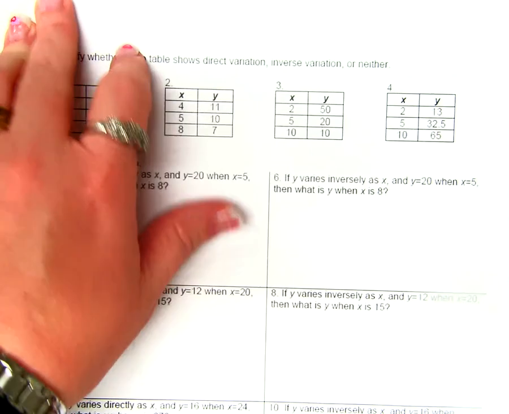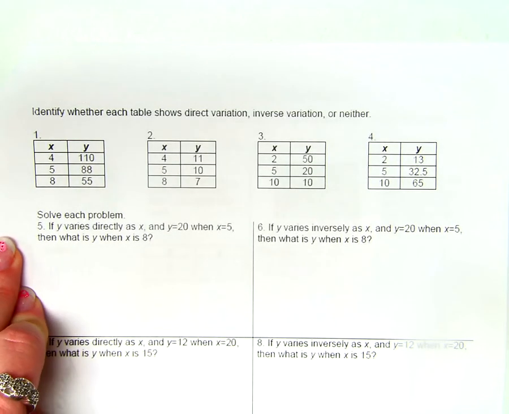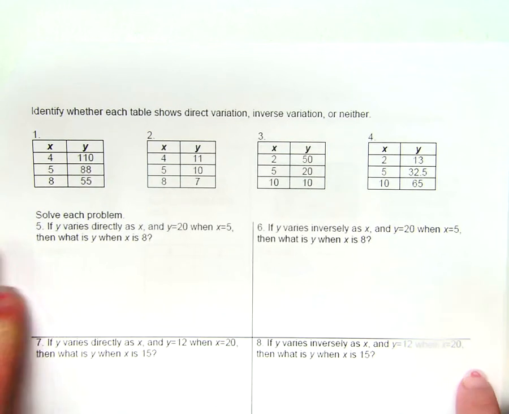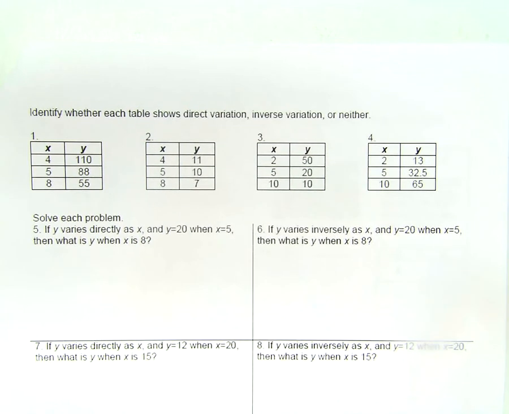Last page. This is your homework for tonight. Look at the first 4 questions. Identify whether each table shows direct variation, inverse variation, or neither. I hate when they throw that neither in there. I just want to be able to choose one or the other, right? Well, if they add that neither in there, I have to know why I'm choosing one or the other, right?